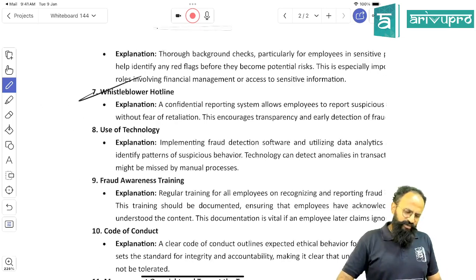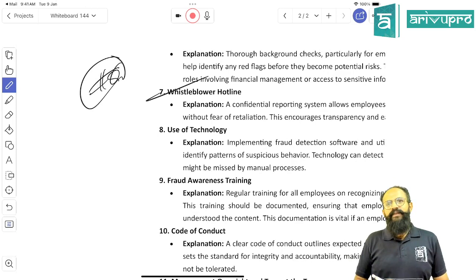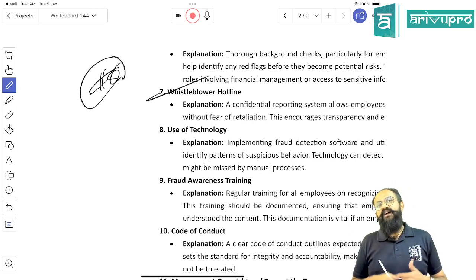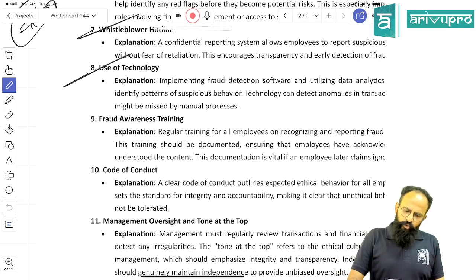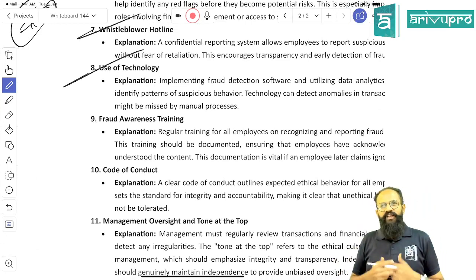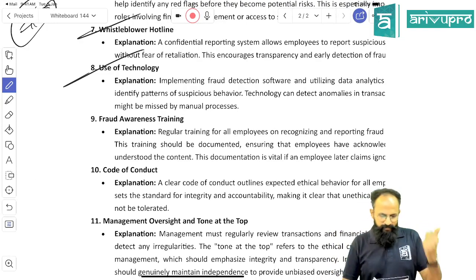You can expect a direct question they will ask you. What are the steps that a company can take to reduce the frauds, or what are the steps an internal control can bring in to increase the visibility and reduce the frauds? Use of technology. Obviously, build in software, bring in cameras, bring in all systems, so that if there is anything, it should throw an error at the end of the day.